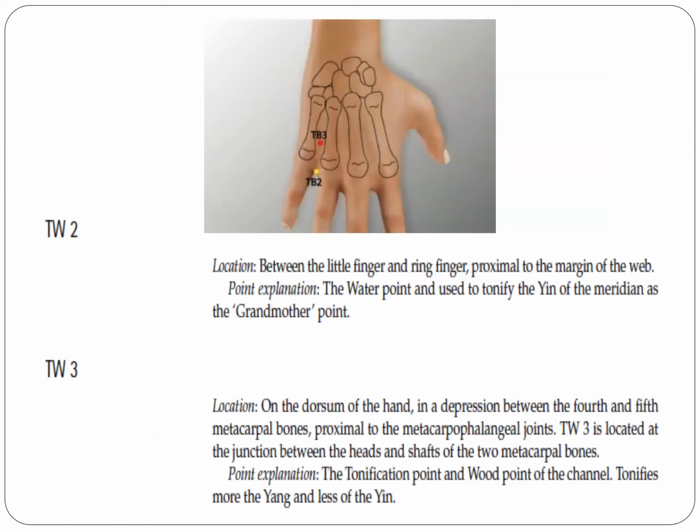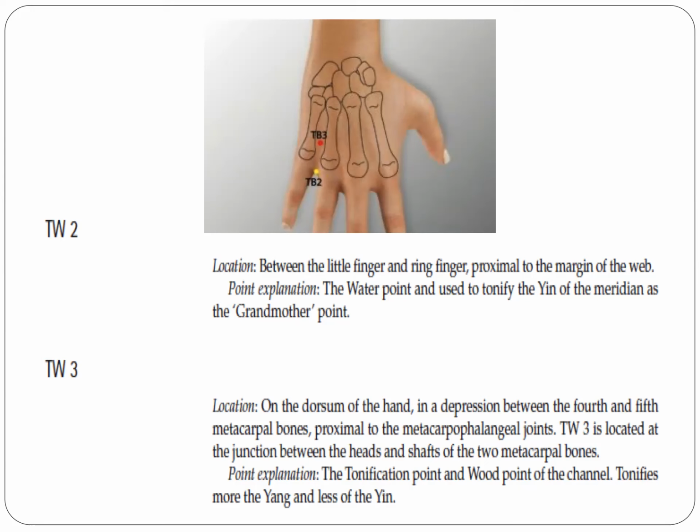Following is triple warmer 2. It is located between the little finger and ring finger, proximal to the margin of the web. This is the water point and used to tonify the yin of the meridian as the grandmother point.